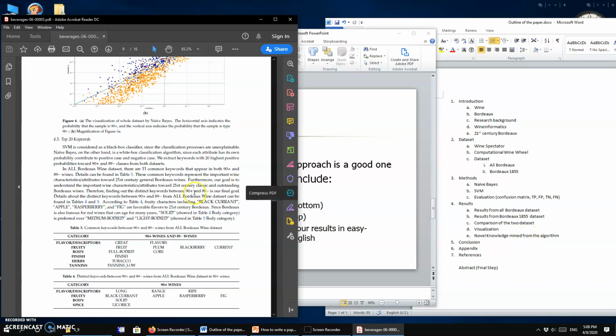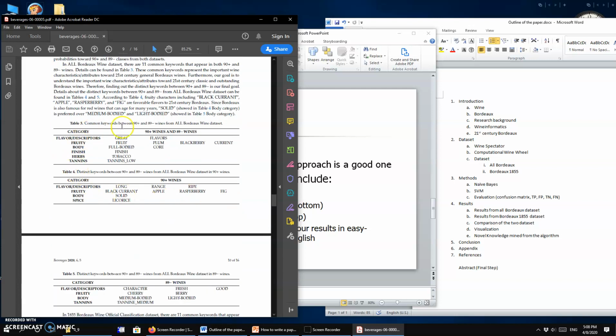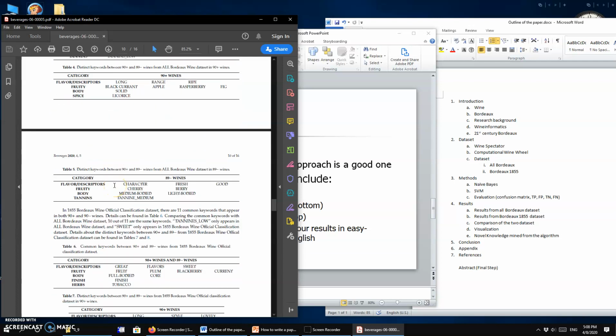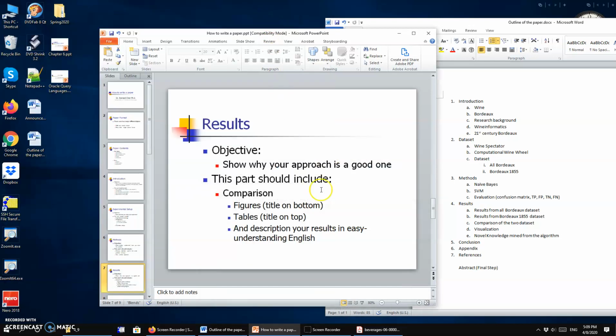And finally, the most important thing over here is how you represent the novel knowledge you get from the algorithm. Because this is a naive Bayes white box classification algorithm, we are able to show the important attributes in all Bordeaux wine as well as in the 90 plus wine or 90 minus wine, indicating what attributes you want people to see so that you can get a better score, and what attributes you probably would rather not have because they are more likely to end up with 90 minus wines. So that is the idea about the results section, and this is important for you guys to think about and also to write your result part.